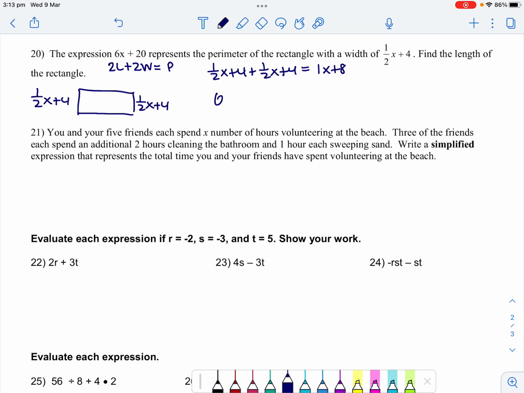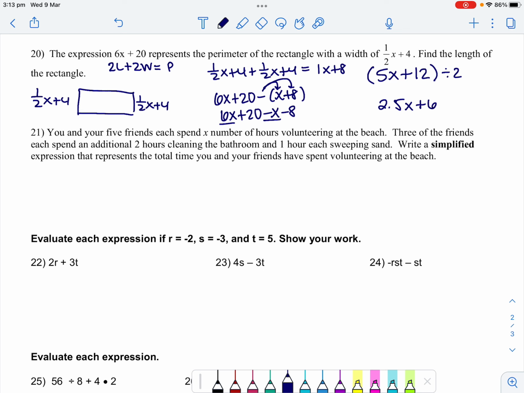So I'm going to do 6x plus 20 minus x plus 8. And I'm going to distribute that negative. So 6x plus 20 minus x minus 8. So I'm going to subtract here 5x plus 12. And then I actually have to divide this by 2 to get the individual side lengths. So the individual lengths are going to be 2.5x plus 6.